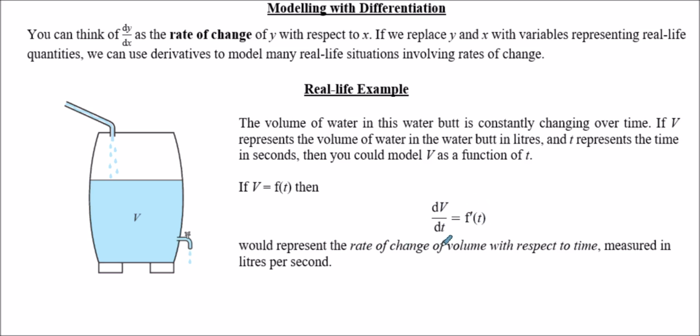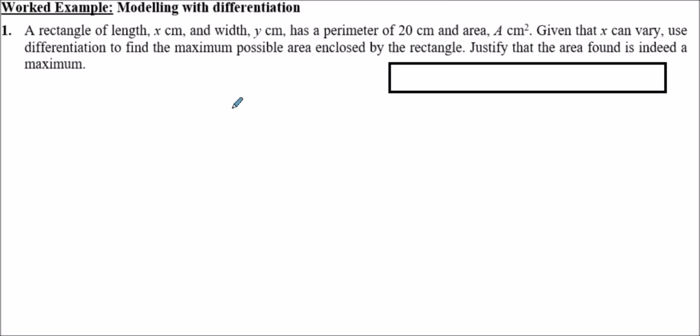That would represent the rate of change of volume with respect to time, where time is measured in, for example, seconds. And so dV by dt would be the unit of volume, litres, divided by the unit of time. So it'd be litres divided by seconds. It'd be litres per second. So let's just have a go at practicing one with this example.